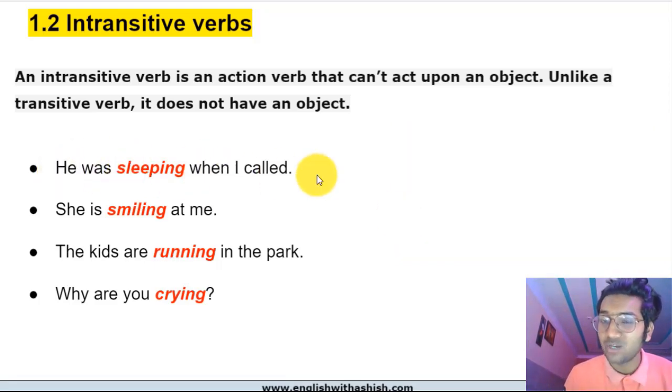He was sleeping when I called. He was sleeping, right? He was doing something, he was sleeping. So it's an action verb. Which type? Let's find out. Ask the question what or whom.